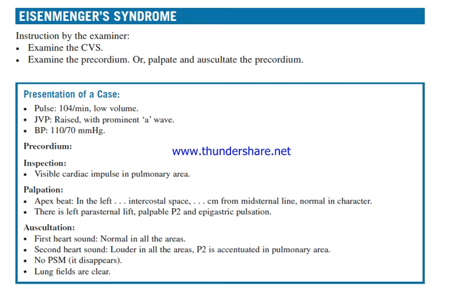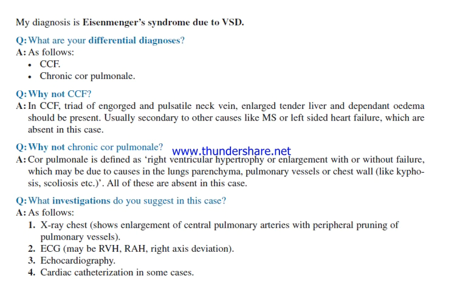No pansystolic murmur, it disappears. Lung fields are clear. So my diagnosis is Eisenmenger syndrome due to VSD. What are your differential diagnoses?